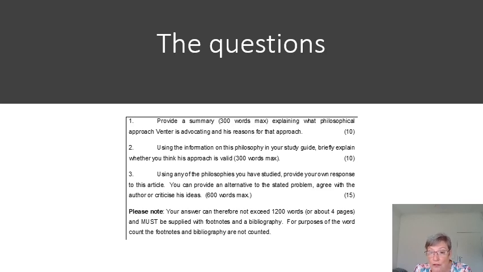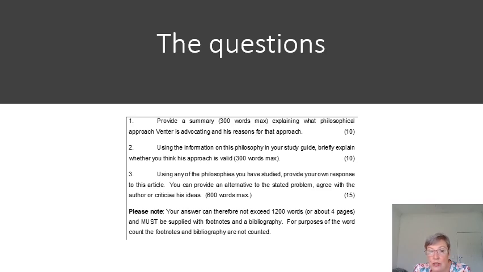You need to be very, very aware of what he's talking about. Then, and that's 10 marks and 300 words max. I am very strict about the 300 words. We will give you some leeway in the assignments as to the length. You can go over a bit, not in the portfolio. You need to learn how to write briefly.